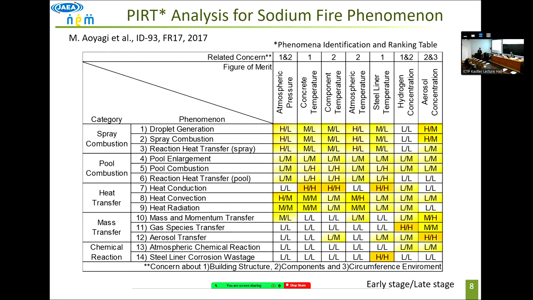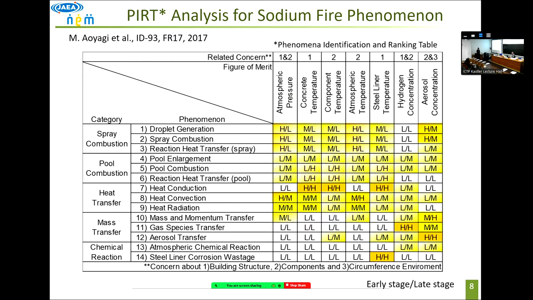But in the case of sodium fire, we take into account, for instance, the integrity of the building structure or component and the surrounding environment of aerosol. So we take into account the several figures of merit shown here. And we just make an engineering judgment of high, middle or low. And the upper side here shows the influence in the early stage of the sodium fire, and the bottom side means the later part of the sodium fire.